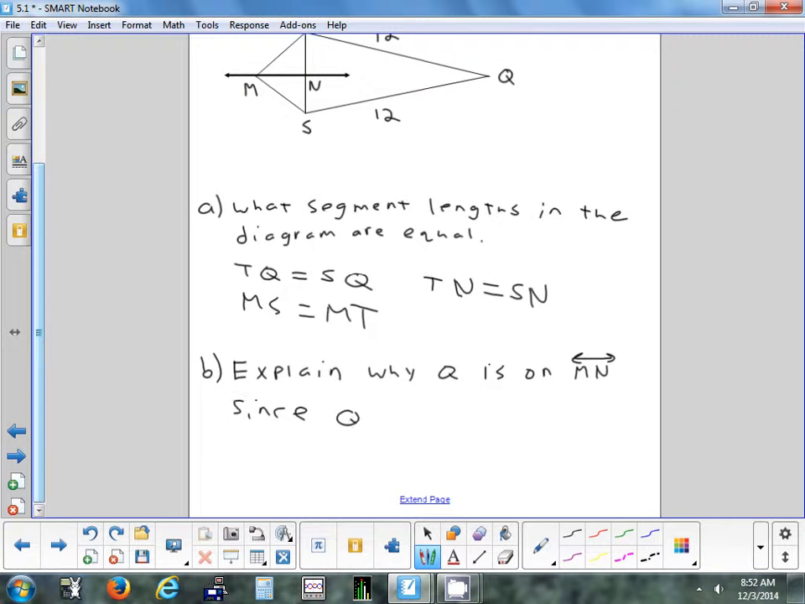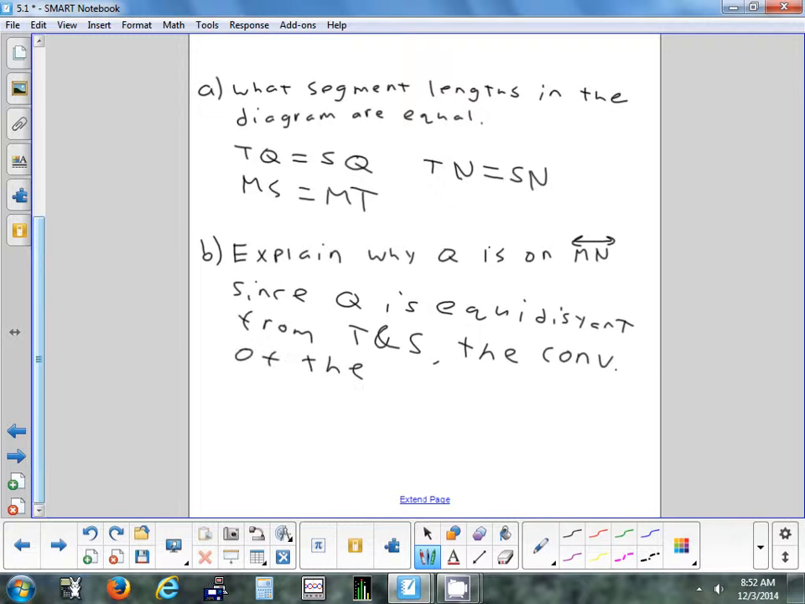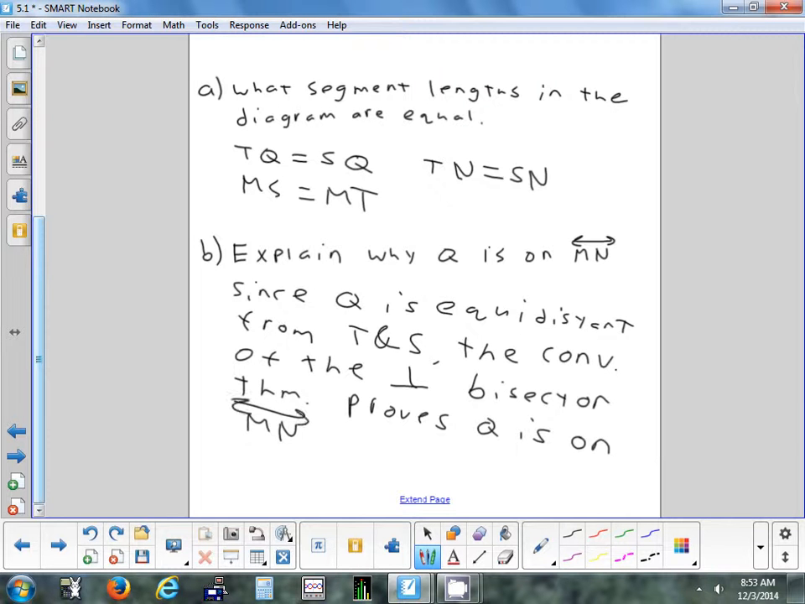So the reason: since Q is equidistant from T and S, the converse of the perpendicular bisector theorem proves Q is on MN. Okay. Any question on that?